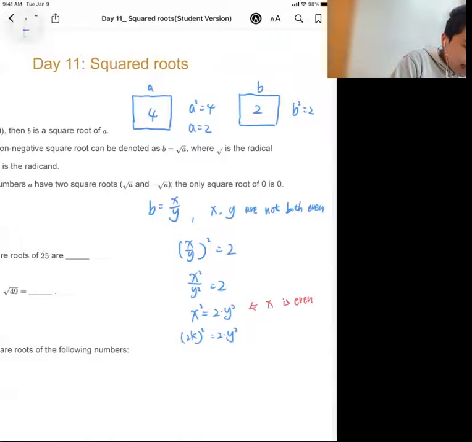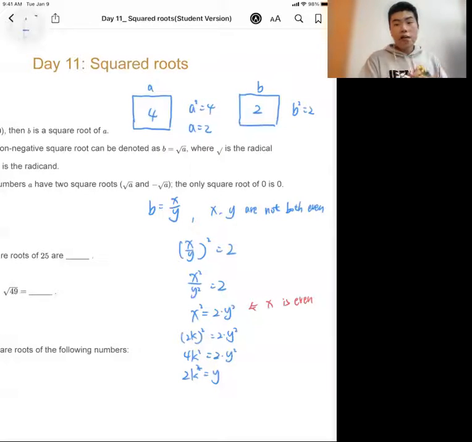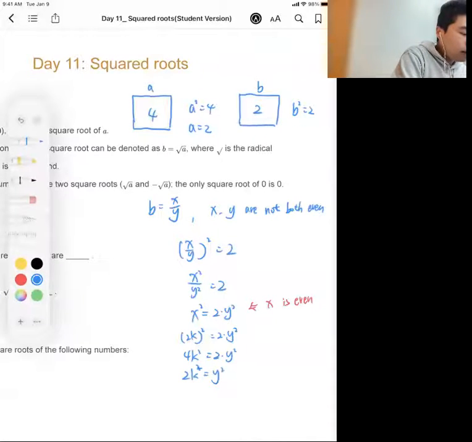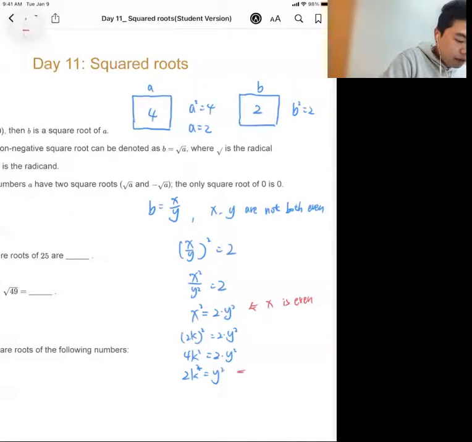Now simplify that, we have 4k squared equals 2 times y squared. And then we can divide both sides by 2. So we have 2k squared equals y squared, okay? Now, once we get to this step, what do we know about the y? So because y squared is also an even number, that means y is an even number, okay? So y will be an even number.